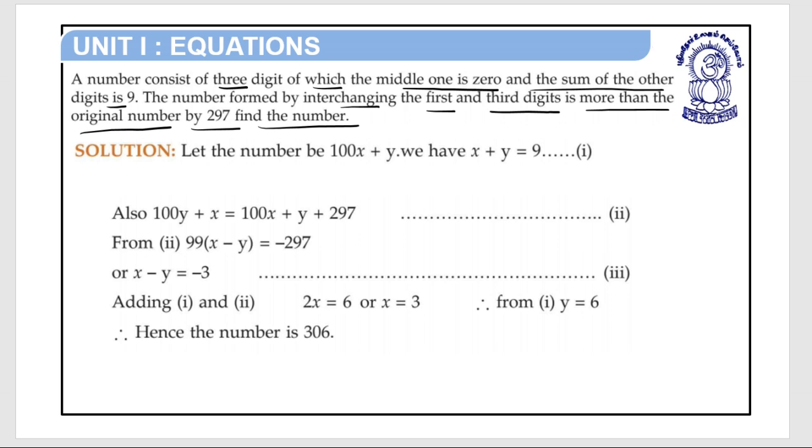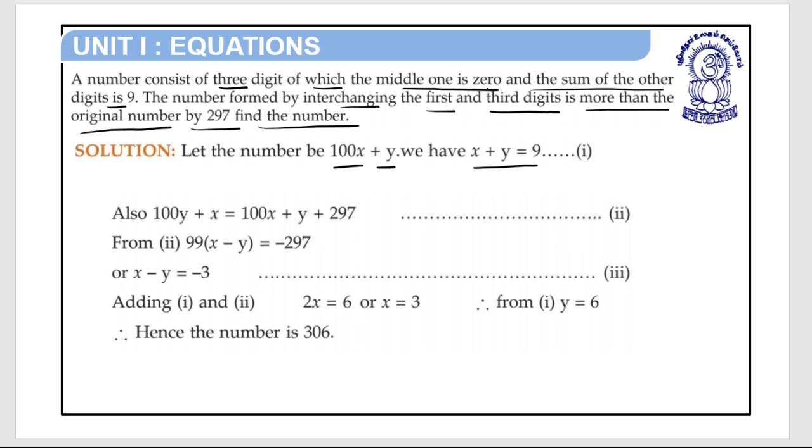Here the number is a 3-digit number. When it is 2 digits, then 10x plus y is used. Here 3 digits means 100x plus y is used. We have the sum of the other digits, x plus y, is equal to 9, because the middle one is 0. So we write x plus y is equal to 9.